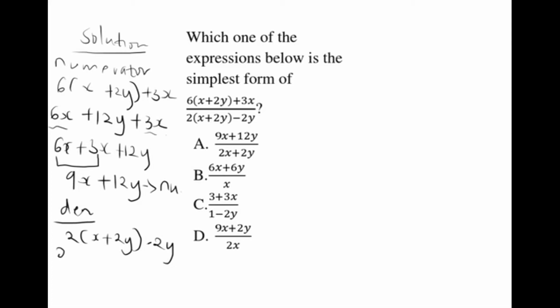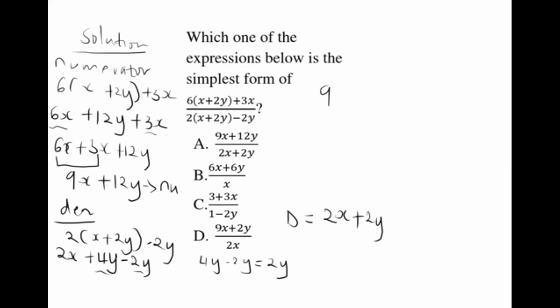2 times x to give us 2x plus 2 times 2y to give us 4y minus 2y. In this case, we have like terms where we have 4y minus 2y, which is going to give us 2y. Therefore, our denominator is going to be 2x plus 2y. We can rearrange our sum as 9x plus 12y over 2x plus 2y. This remains to be our expression in its simplest form, where we have 9x plus 12y over 2x plus 2y. Our correct choice is going to be A.